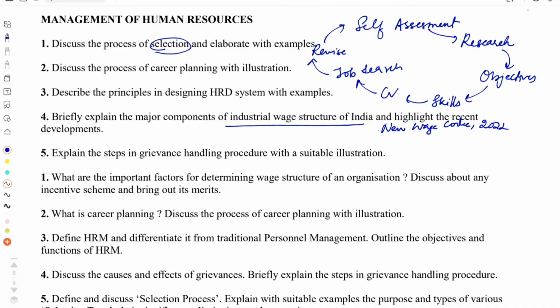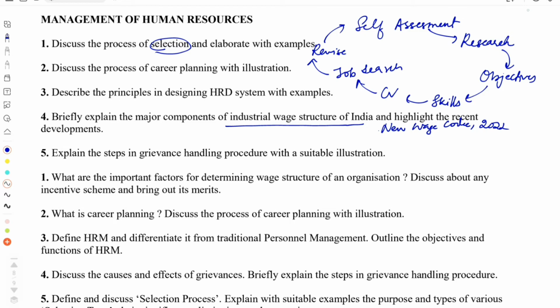Okay, so moving on. What is career planning, and discuss the process of career planning with an illustration. The process of career planning and illustration we have already discussed. Next question: define human resource management, HRM, and differentiate it from the traditional personal management, and outline the objectives and functions of HRM. So what is HRM or human resource management?